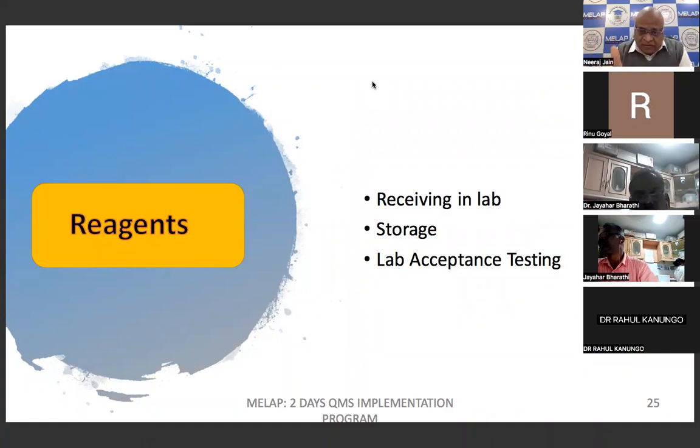Reagents, how you are receiving, how you are storing, how you are carrying out lab acceptance testing. What is the clause related to your reagents? Anyone? Please write in the chat box. Yes, very good. 6.6.